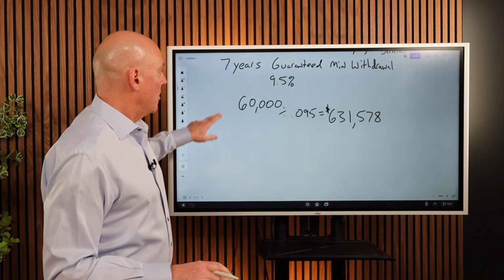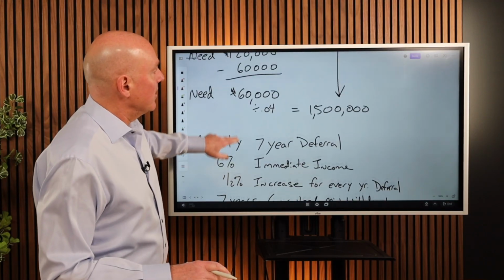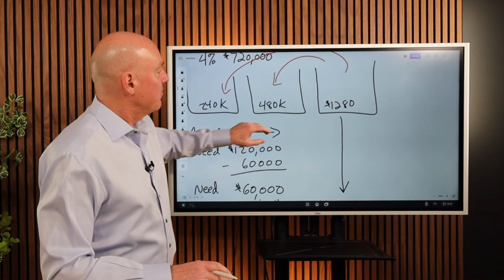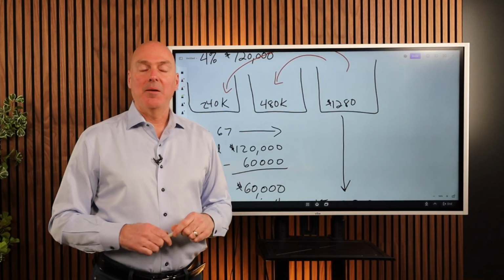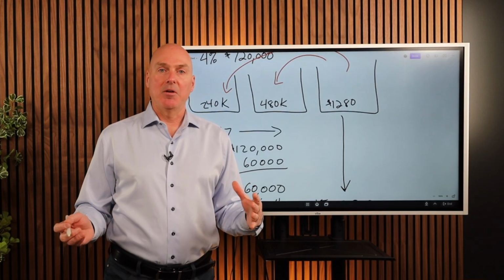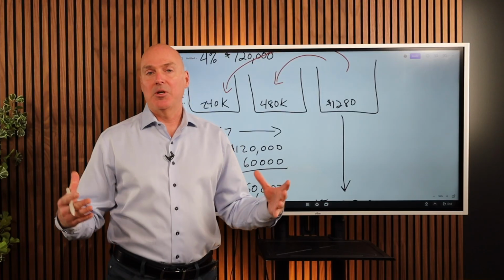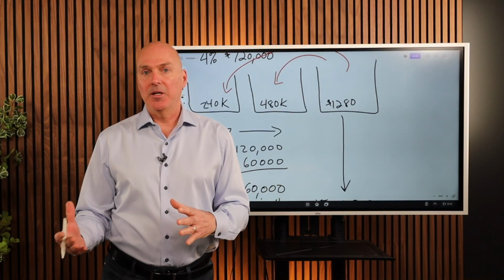67. So if we look at that 631, that's essentially about half, almost exactly half of the $1.28 million that they have in that bucket number 3. So this is a way to maybe take some risk off and then get some more predictable income.